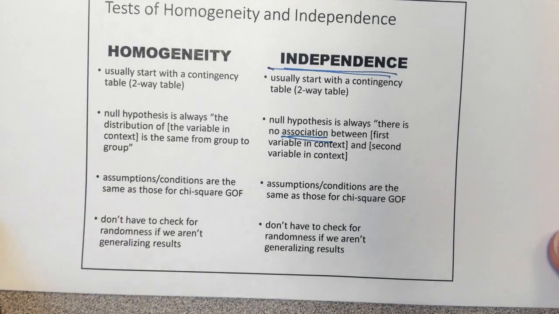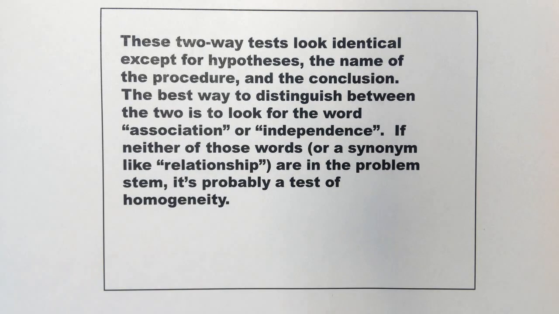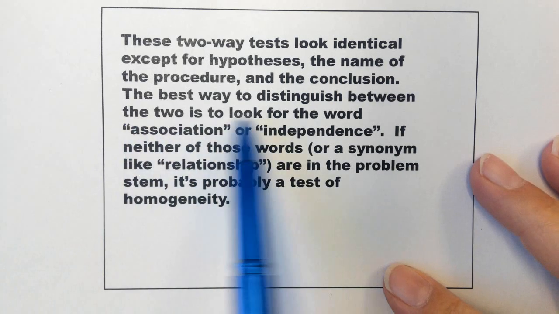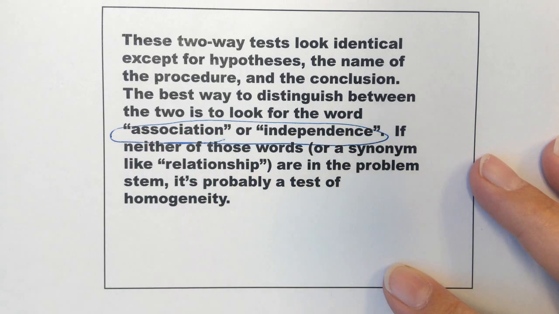Okay, so here's the biggie, all in bold. They look identical except for wording of hypotheses and conclusion and the name of the procedure. So here's your biggie. The best way to distinguish between the 2 is to look for one of those 2 words. If you don't see one of those 2 words, then it's probably a test of homogeneity.